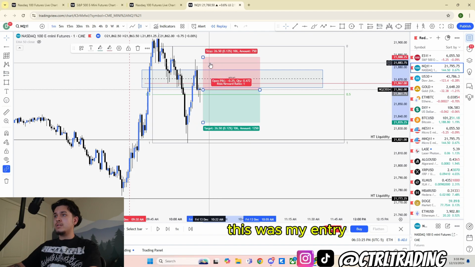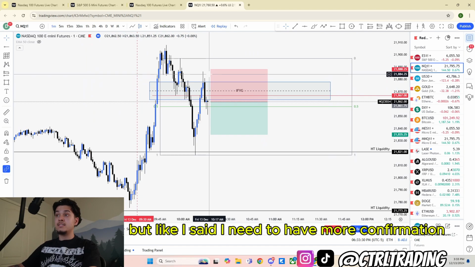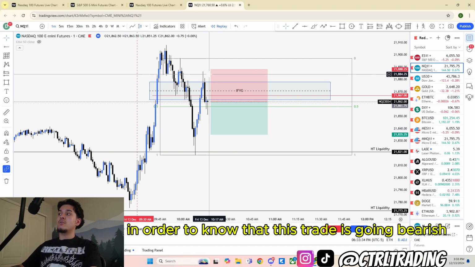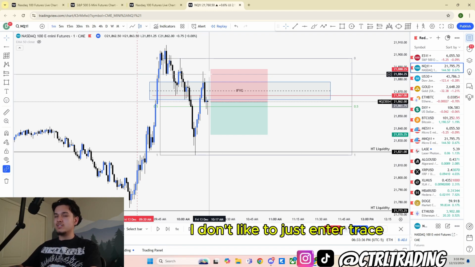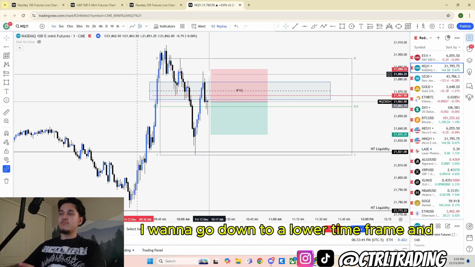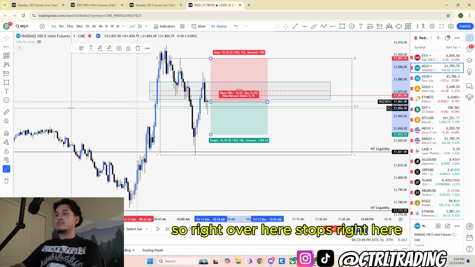This was my entry. A little bit below that 5-minute break of structure, but like I said, I need to have more confirmation and a retracement back to the downside in order to know that this trade is going bearish. I don't like to just enter trades strictly off of a 5-minute break of structure. I want to go down to a lower time frame and have some confirmation. So right over here, stops right here.